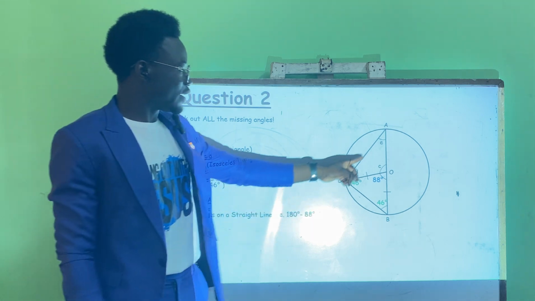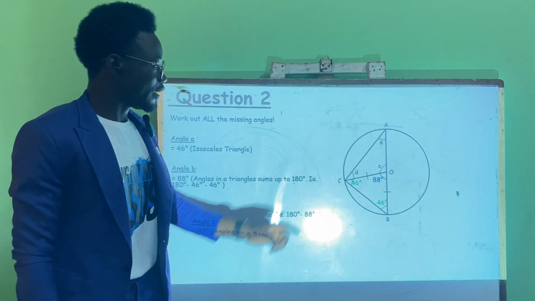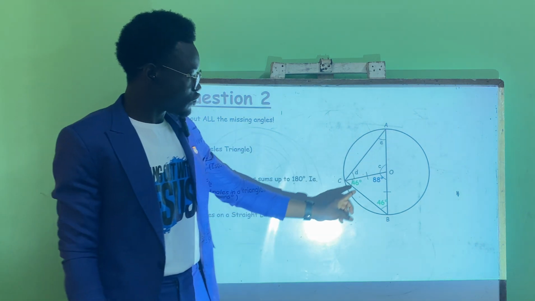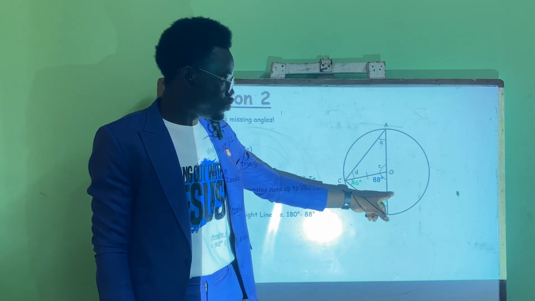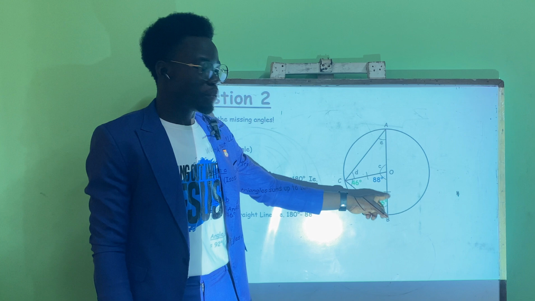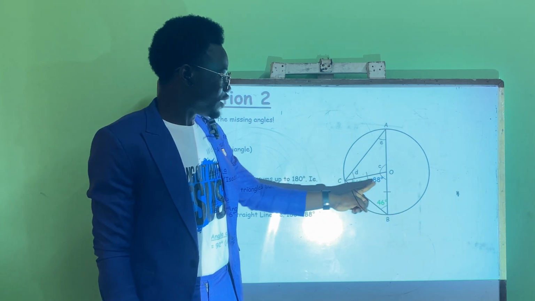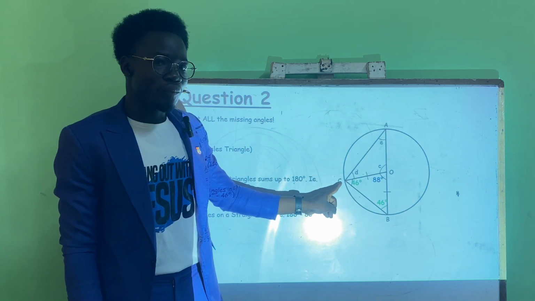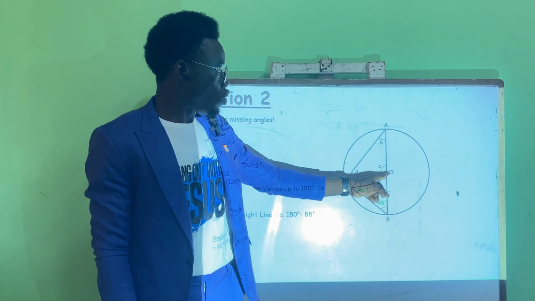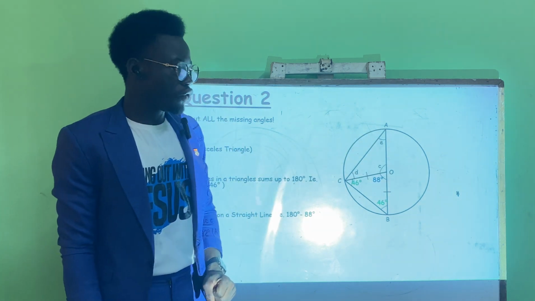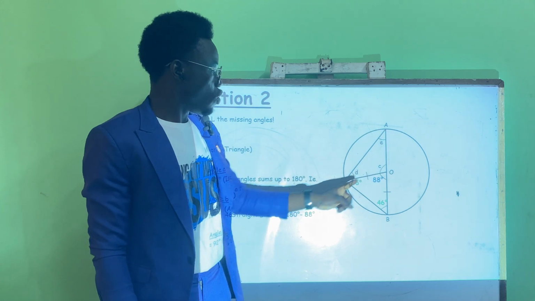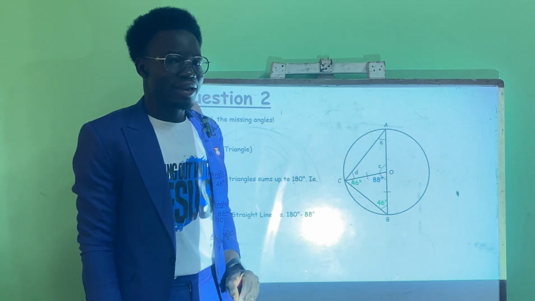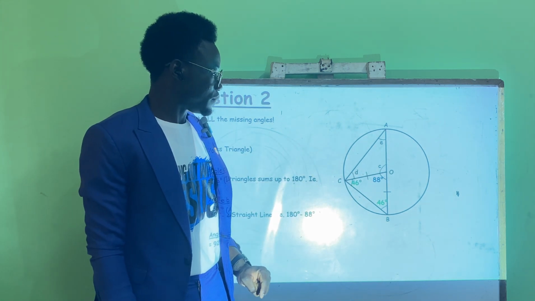Alright, now let's look at angles E and D. Notice the first one we looked at was angle A, and we used the isosceles triangle properties to look at that. You can see that OC is also a radius and OA is another radius, which means that triangle AOC is an isosceles triangle inside the circle.